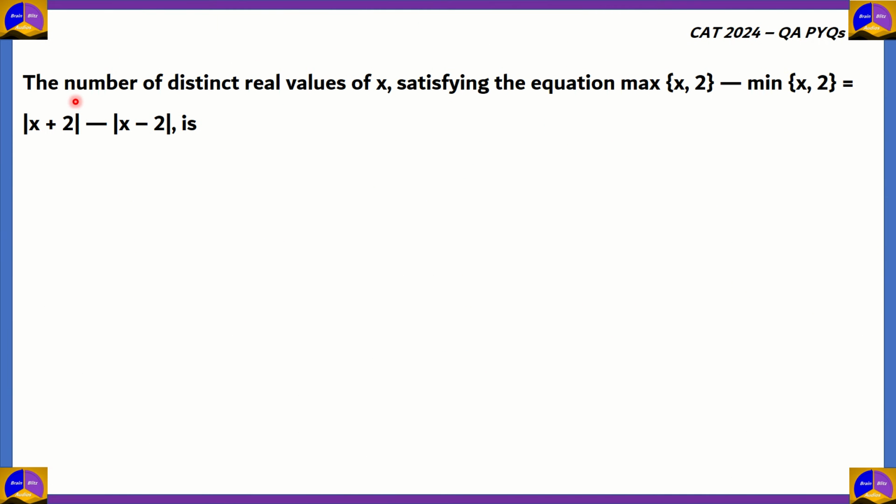Here's our first question. The number of distinct real values of x satisfying the equation maximum of x, 2 minus minimum of the set x, 2 equals modulus of x plus 2 minus modulus of x minus 2 is. So this here is the equation. Now let's write it down again.